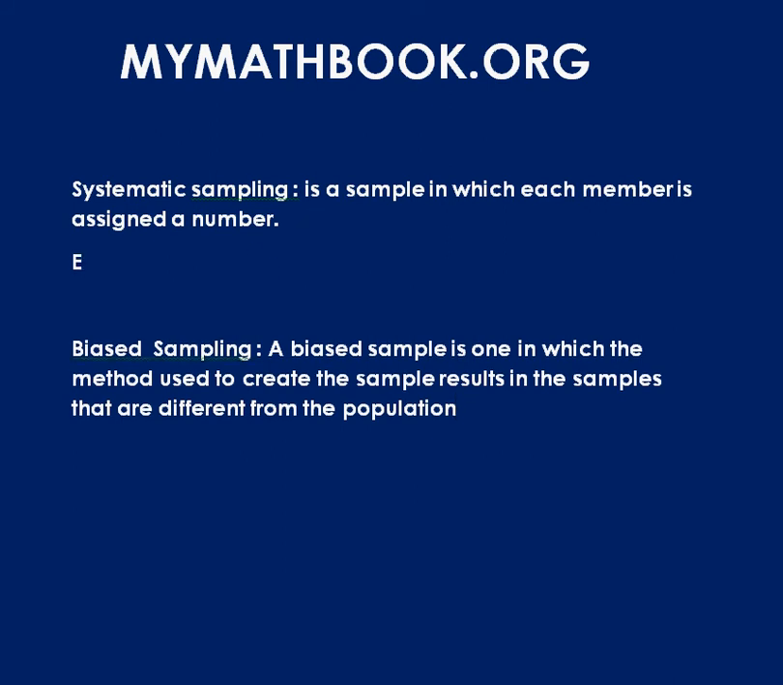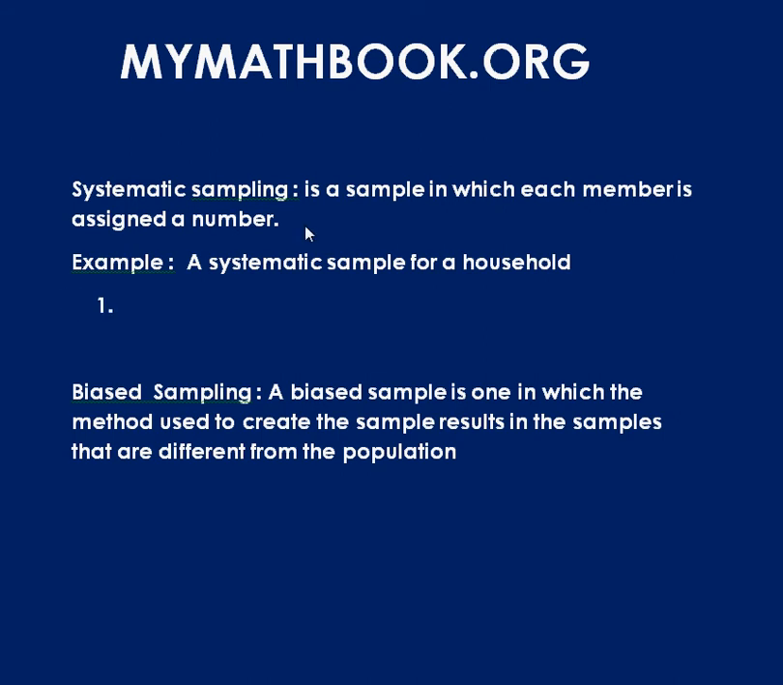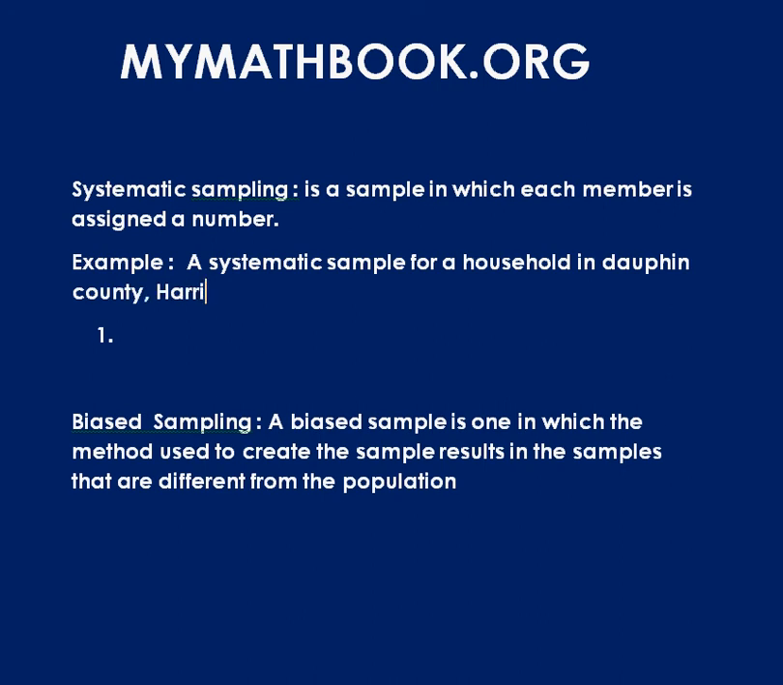So I want to go ahead and write an example here that's going to be of benefit. Now, an example of a systematic sample. Say we want to do a systematic sample for a household, right? So let's have that. What we're going to do first is label them one after the other. So first of all, we're going to assign a different number to each household. But before we do that, a systematic sample for a household in, let's select a county, say Dauphin County, maybe located in Harrisburg, Pennsylvania.